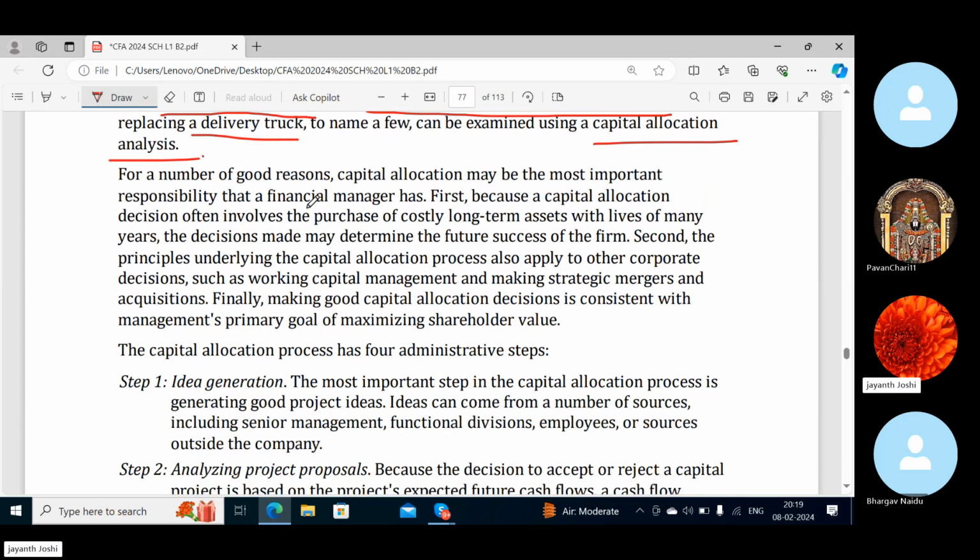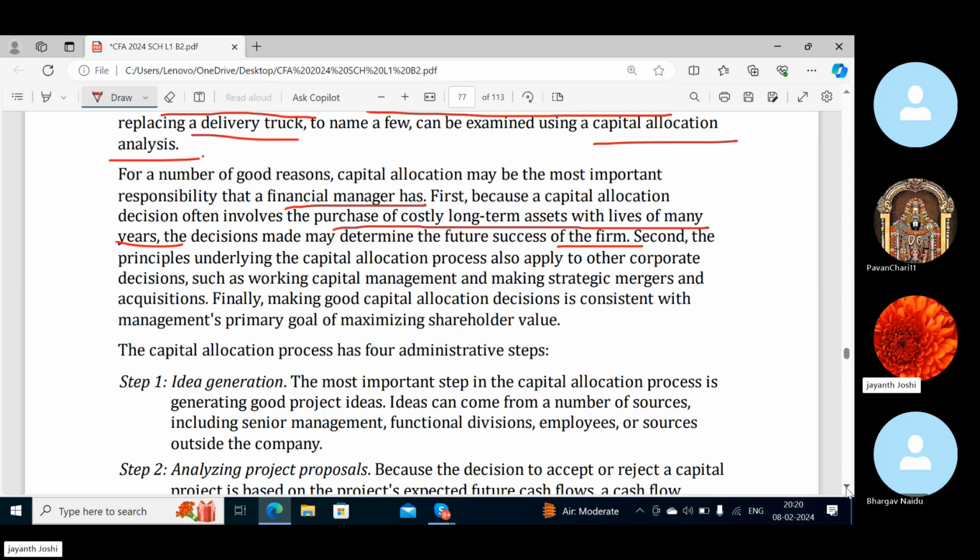Now, for a number of good reasons, capital allocation may be the most important responsibility that a financial manager has. Of course, when you are hired as a manager in the future, you may have this very big responsibility of going through a capital allocation process. First, because a capital allocation decision often involves the purchase of costly long-term assets with lives of many years, the decisions made may determine the future success of the firm.